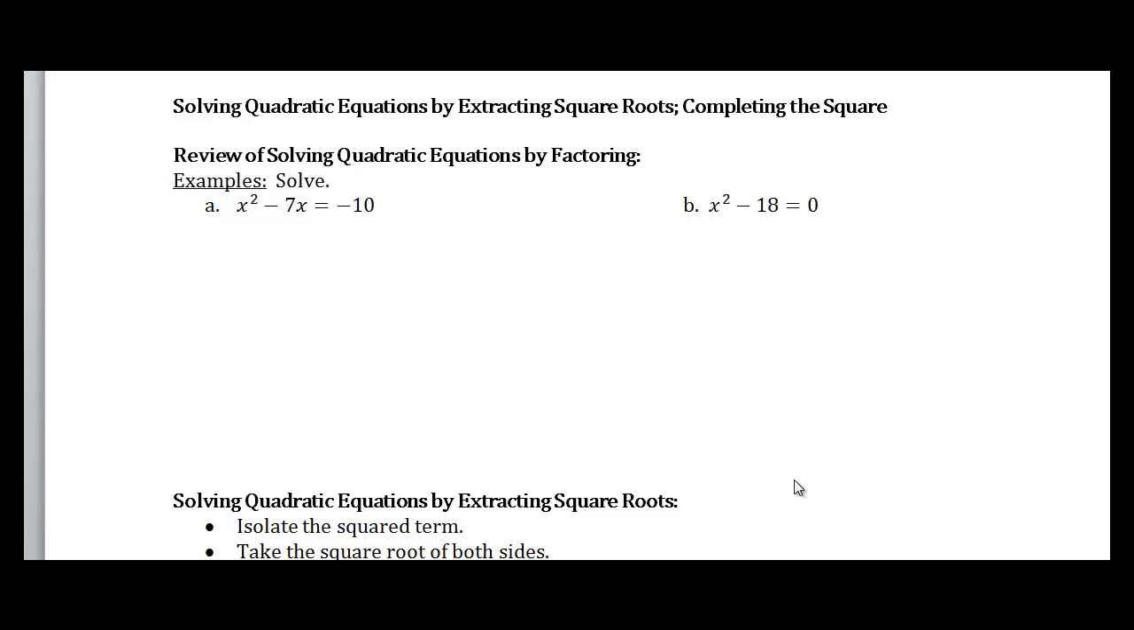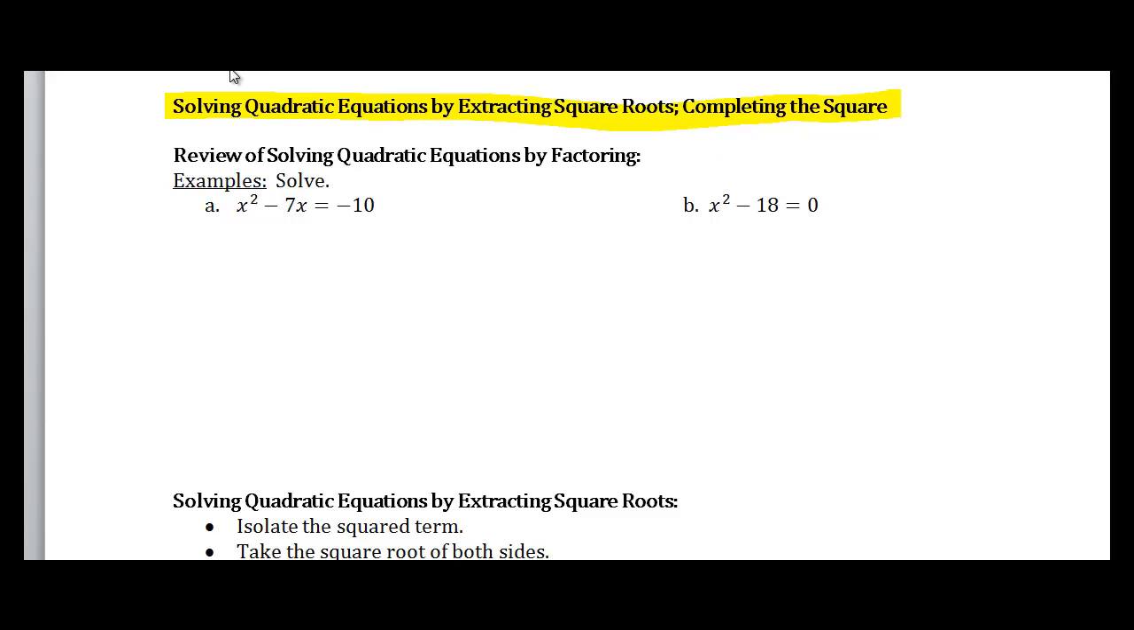In this section, we're going to discuss how we solve quadratic equations by extracting square roots. And then we're going to get to another method called completing the square. Alright, so solving quadratic equations by extracting square roots and completing the square.